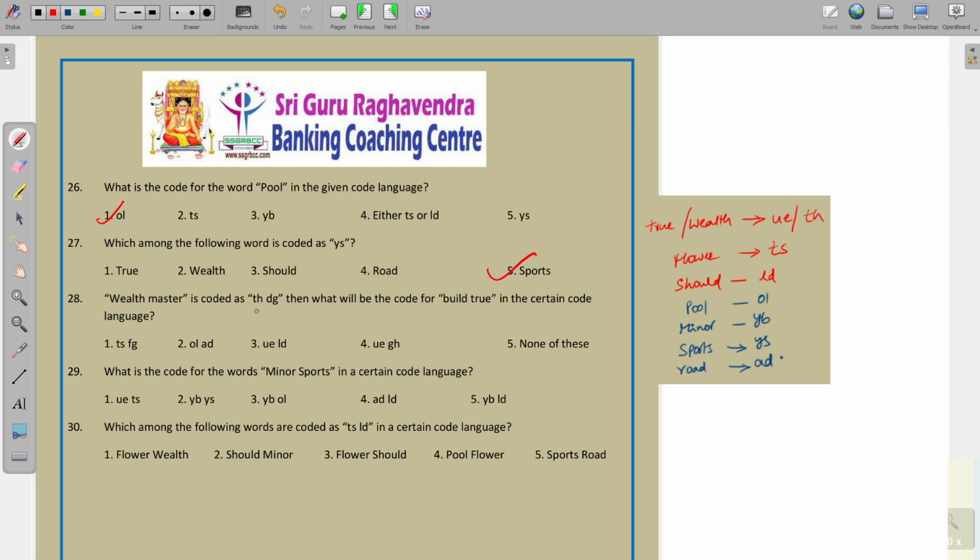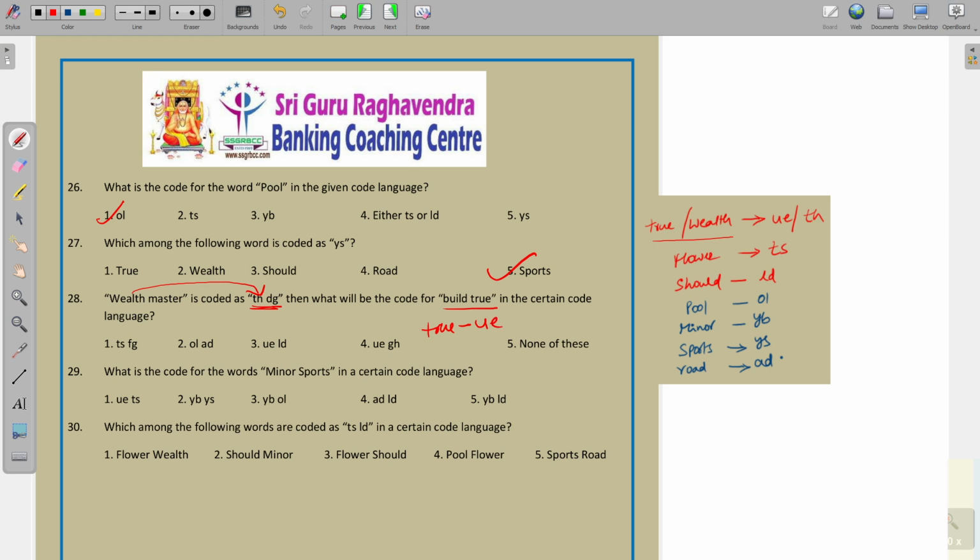Wealth master is coded as TH and DZ. Then what will be the code for build true in a certain code language? Actually, in the first one, true and wealth are coded as UE or TH. So here wealth is coded as TH. Then what about true's code? So true is coded as the remaining UE.